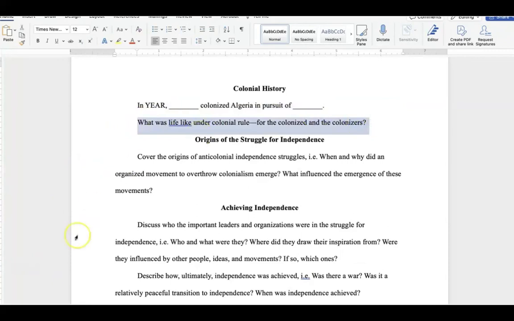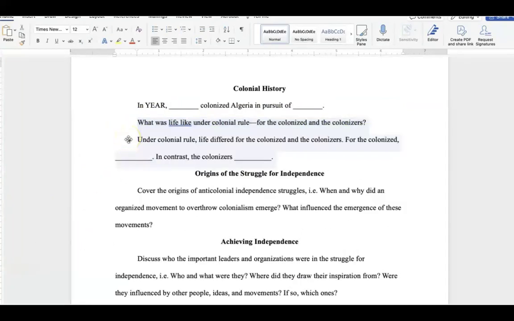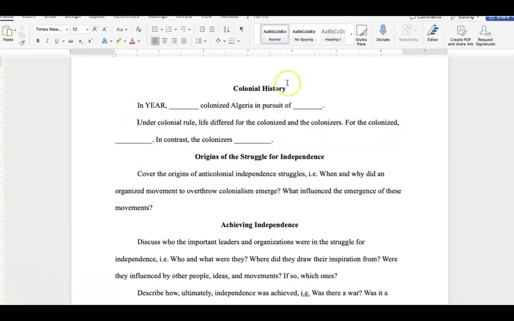What was life like under colonial rule? And I might write, under colonial rule, life differed for the colonized and the colonizers. For the colonized, this is what happened. In contrast, the colonizers blank. And you can actually start writing these question or sentence starters or this placeholder text even before you have done all of your research and reading for the week. It just kind of sets up a framework that you can go through.